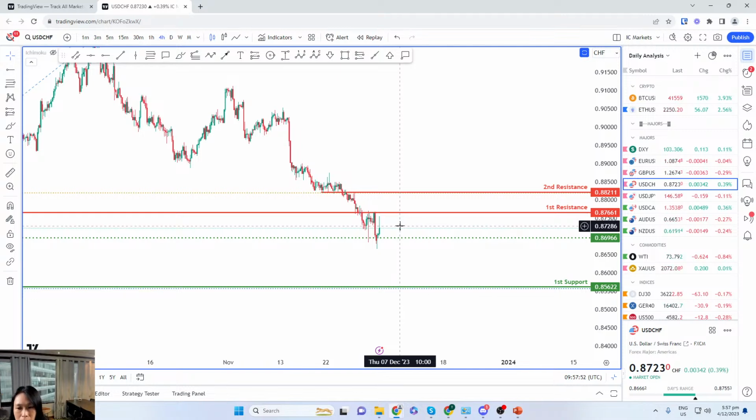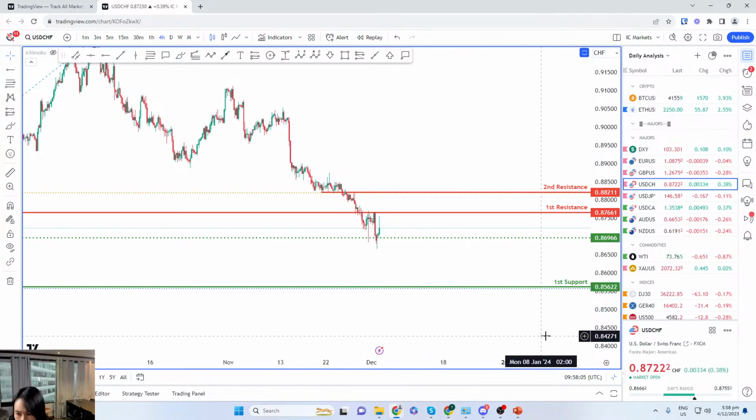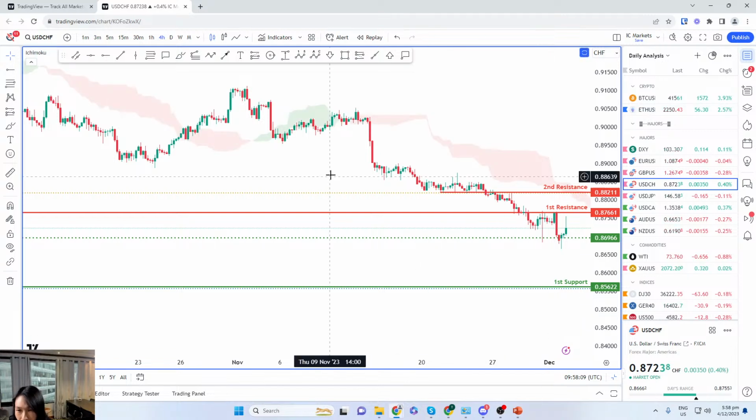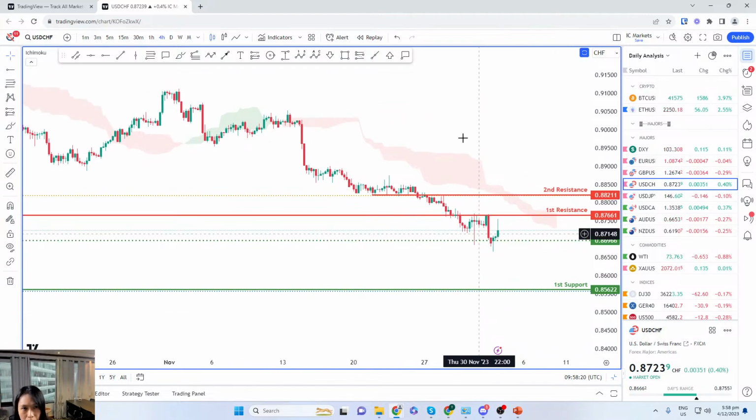Let's see if the price will be able to break through the first resistance level, or it will fall back down to the first support level. Because it looks a little uncertain now, and also is currently bearish, there could be a possibility whereby the price will move up to the first resistance and fall to the first support level.